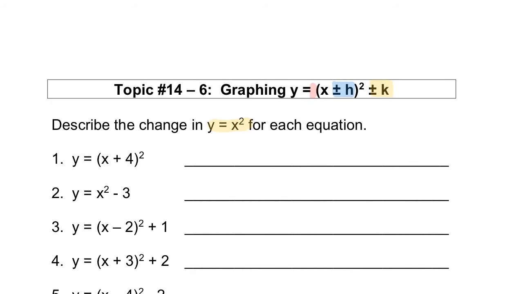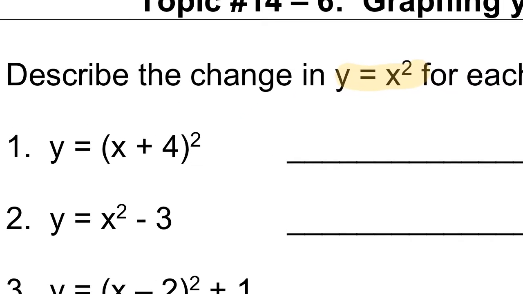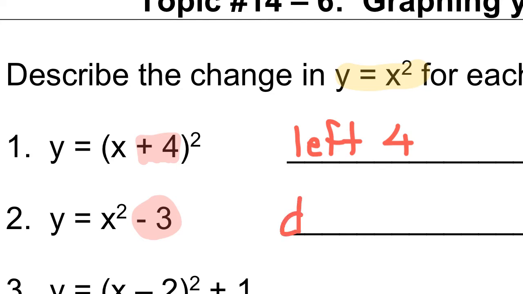Now let's take a look at the first one. Notice that it says that there is plus 4 and it's inside the parentheses. So counterintuitively, plus more actually means that it will be left 4. Let's look at the next one. The next one has minus 3 and there's no parentheses. So that means that it will move the parent function down 3 from 0, 0.